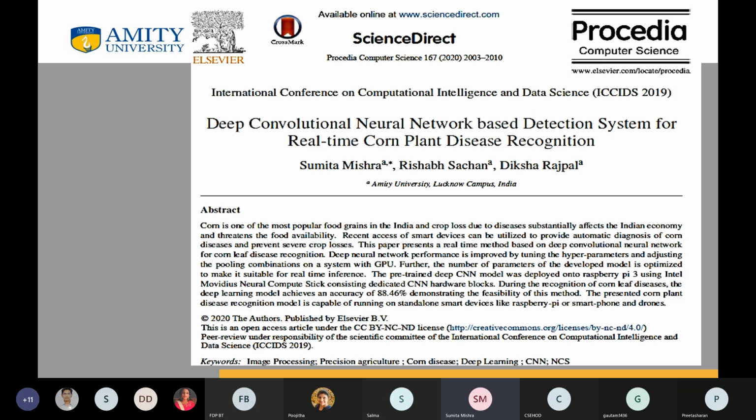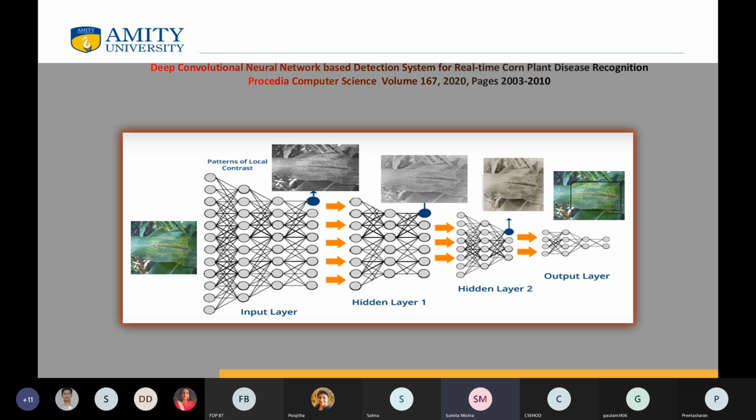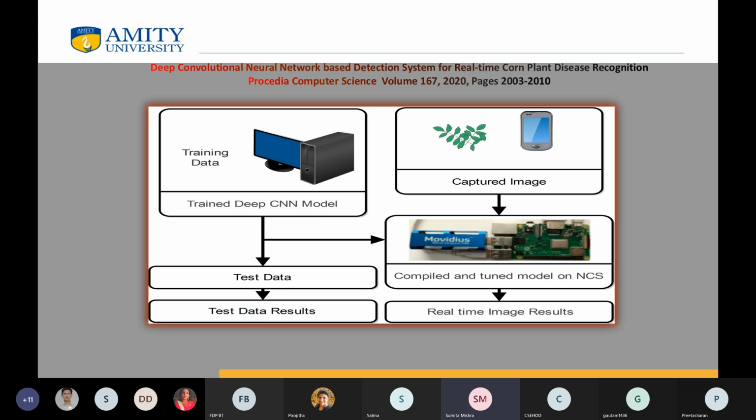So now in this work we tried to train a model which has fewer parameters, because in the previous case that we discussed a huge number of parameters were there, but in this we tried to create a lighter model that can be used for real-time applications. So what we did here, let me go to the block diagram. We first trained our model on a system which had a GPU, so it was efficiently trained. And after training the model, we used a neural compute stick by Intel Movidius to create a lighter model.